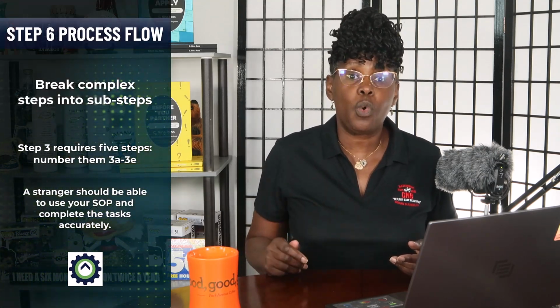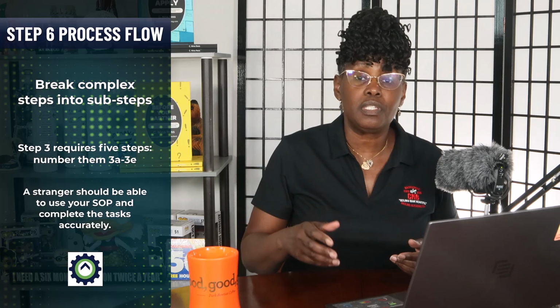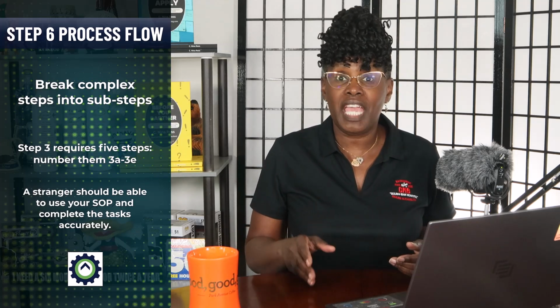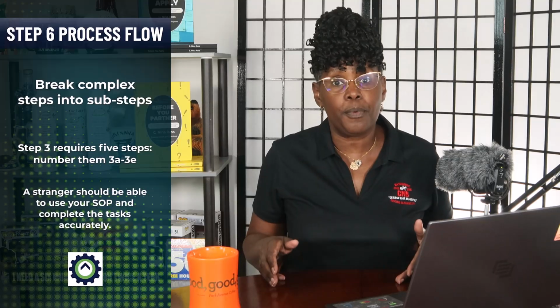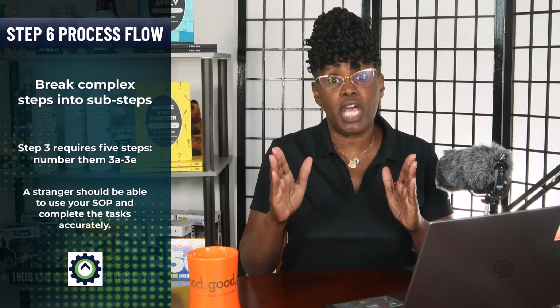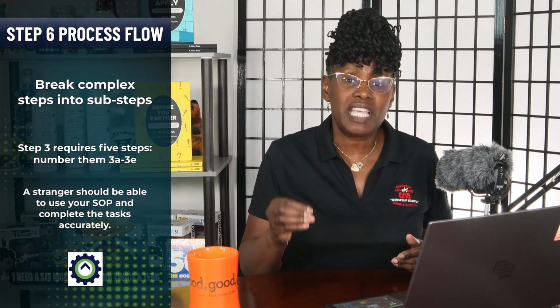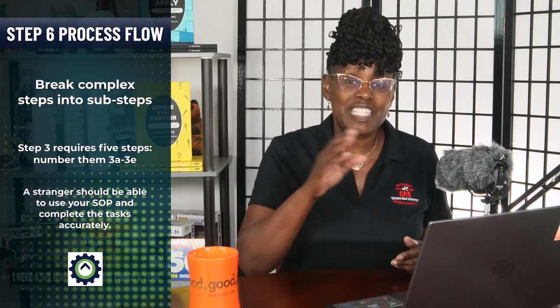If step 3 requires 5 separate actions, number them 3A through 3E. The goal is that someone reading the standard operating procedure for the first time can complete the task correctly without asking any questions. Avoid jargon unless you define it. If your industry uses specific terms, include a brief glossary at the end of the SOP.